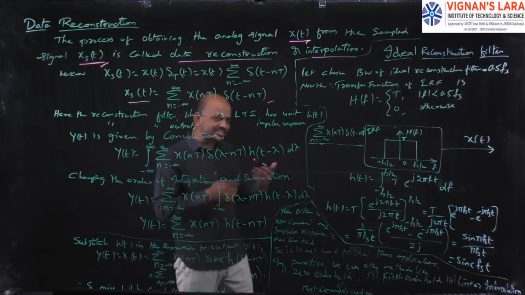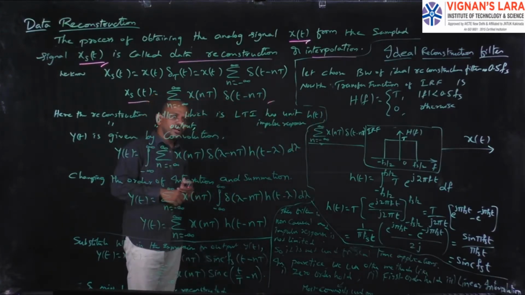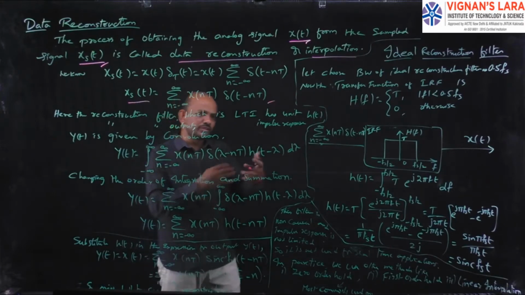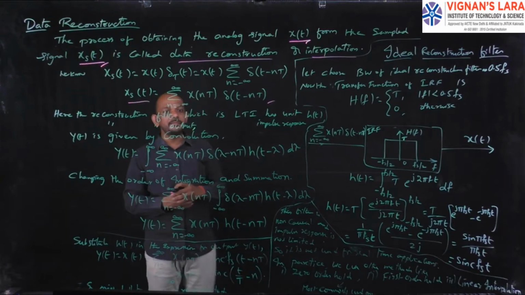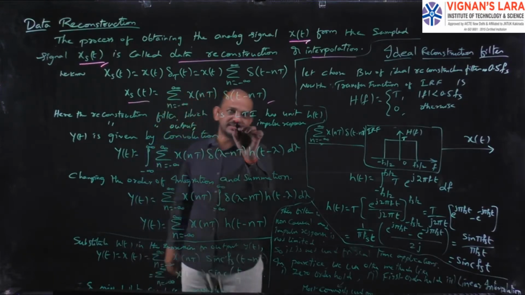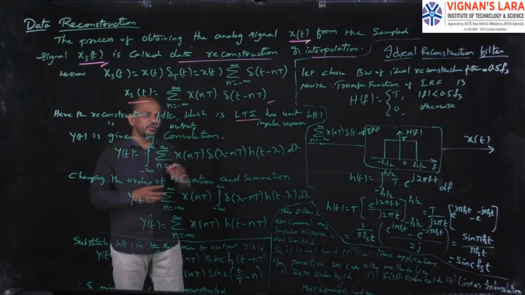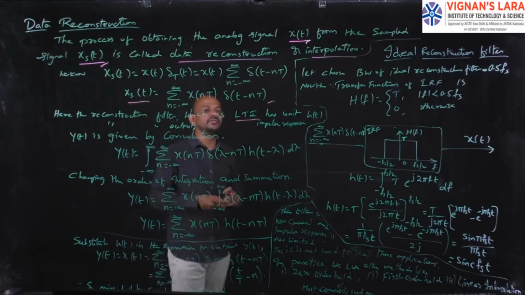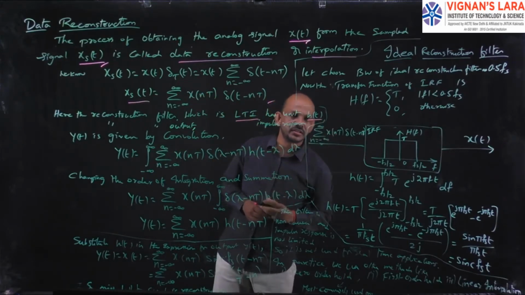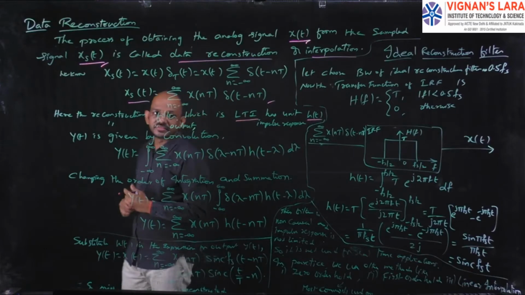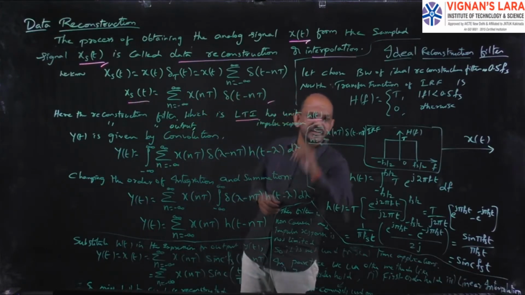So I have to reconstruct the original signal. Here the reconstruction filter is assumed to be both linear and time invariant, hence I can write it as an LTI system. That linear time invariant system has a unit impulse response h of t.